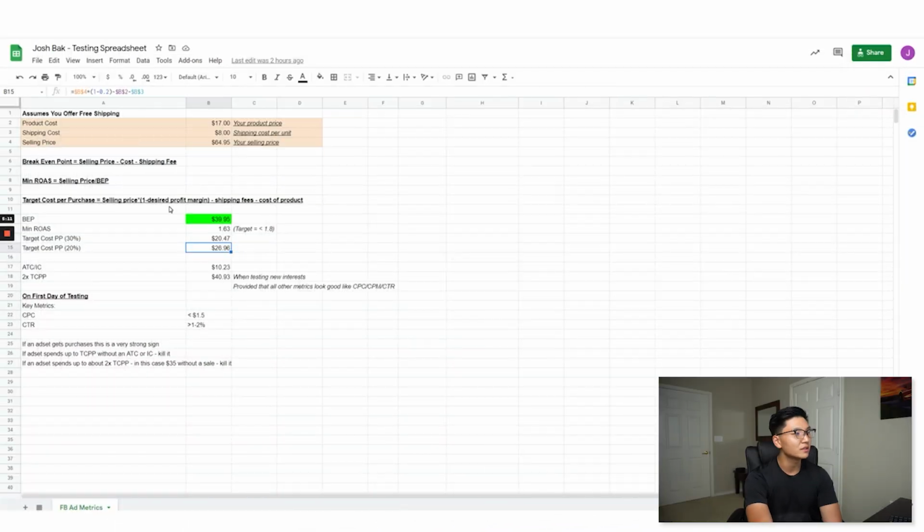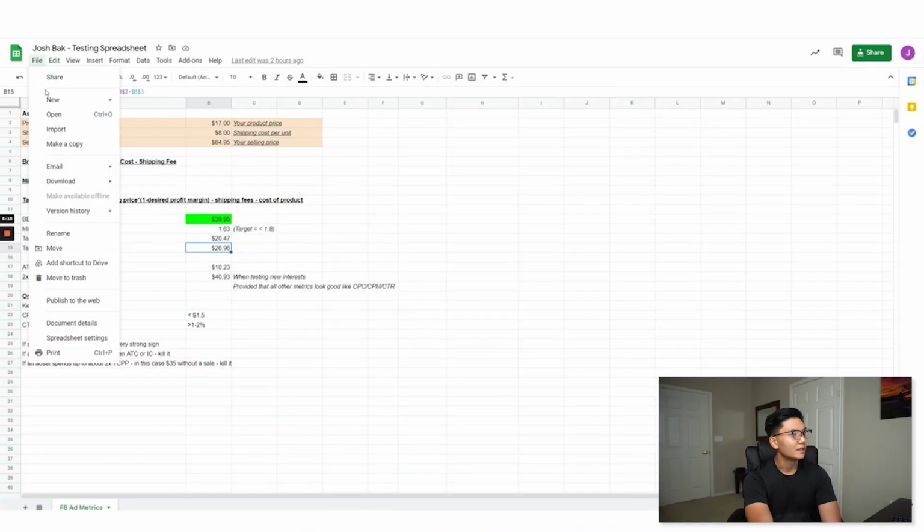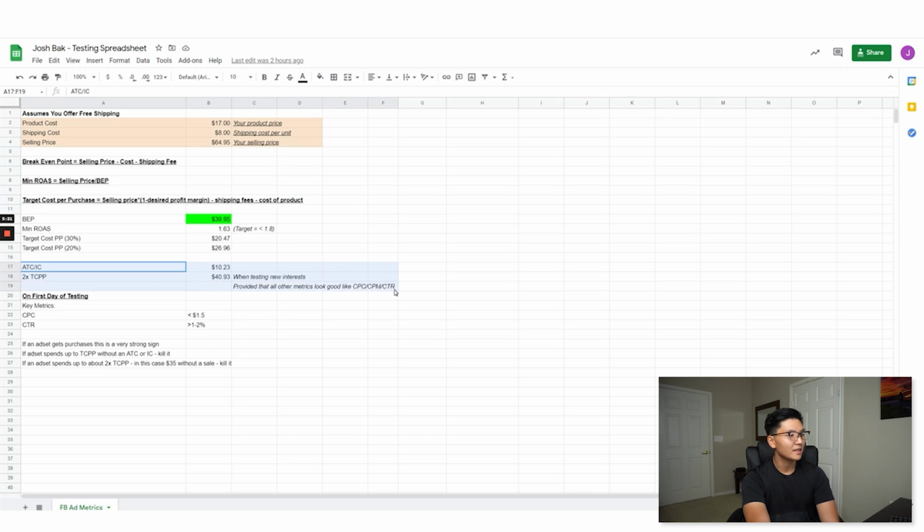When you're jumping onto this, go to File and make a copy, right? Because this is locked for you guys, but you can make a copy. Now, when it comes down here, let me just talk you through a few other rows.